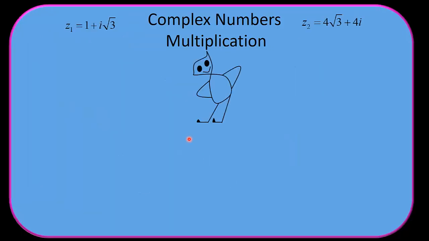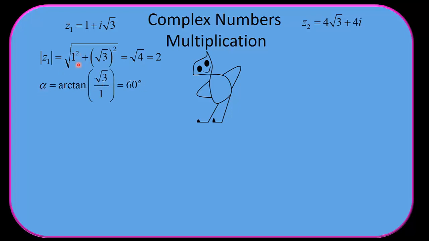Now, let's perform this multiplication, only let's transform the numbers into trig form first. So let's take this first one. I get the modulus, which is 2. I get the angle alpha, which is arctan of the imaginary part over the real part, and I get 60 degrees. That's the correct angle because we're in quadrant 1, so we don't have to worry about adding 180 to it.